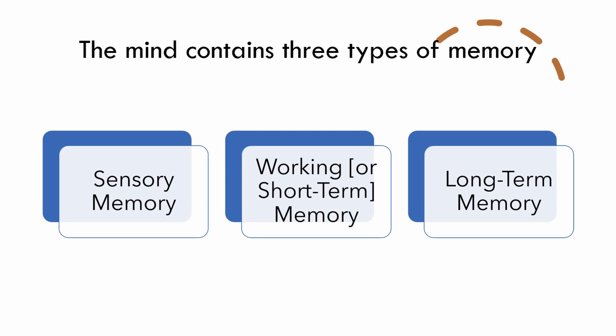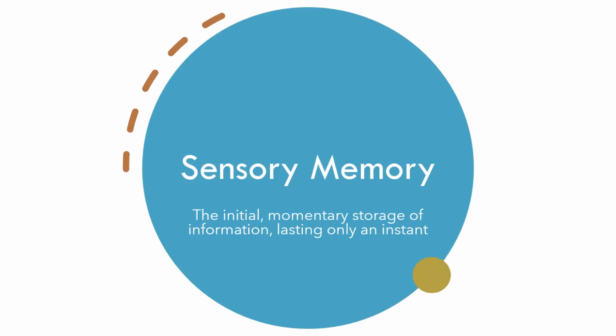The mind contains three types of memory: sensory memory, working memory or short-term memory, and long-term memory. We'll see about each and every type in detail. First, we have sensory memory. Sensory memory is the initial momentary storage of information, lasting only an instant.